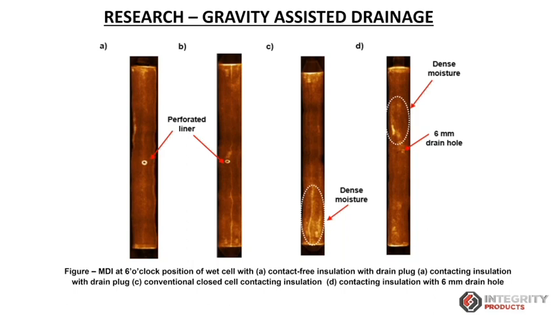So we can see in these figures there are certain bright spots. Bright spots are indicative of moisture. We can see that dense moisture exists in C and D, it's more dominant. And even with the 6 millimeter drain hole, next to the 6 millimeter drain hole, there is a considerable accumulation of moisture in figure D. The water is still stagnant over there. So that was, I would say, the visualization of the moisture.